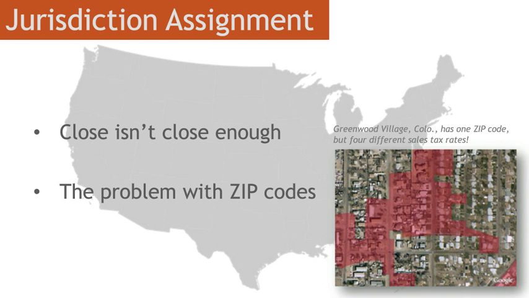Well, that's a challenging question, because if you look at this picture of the map that we have there, that little satellite photo, this is an actual zip code within Greenwood Village, Colorado. So all the area in that little picture is within one zip code. But you can see here there's 4 different crisscrossing jurisdictions within this border.